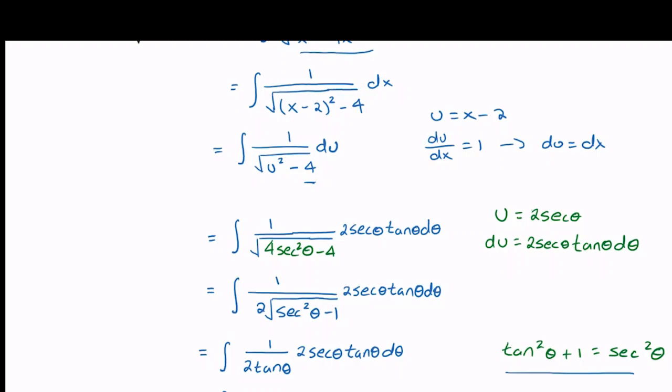This is considered one of the basic integrals, so you should know what the formula is. If you don't know what the formula is, you would have to use valuable time trying to derive this solution. So the antiderivative of secant theta d theta is ln absolute value secant theta plus tan theta. Now the original substitution was u equals 2 secant theta, and that was the original trig substitution.